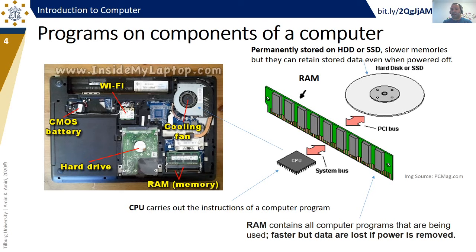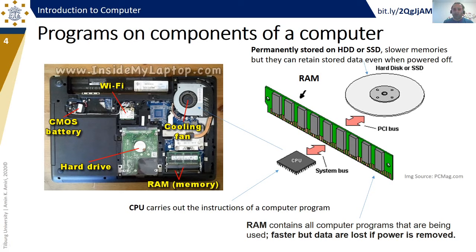RAM is way faster than hard disk, but it loses data when power is off. That's why we need RAM. They are faster, but they cannot store data when there is a blackout. So CPU is in charge of running those instructions. Every time it takes one of those instructions and runs it, then it goes to the next instruction.